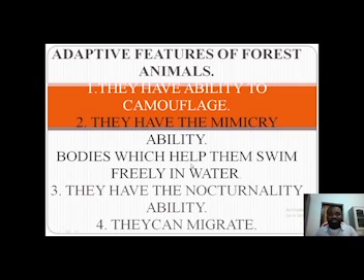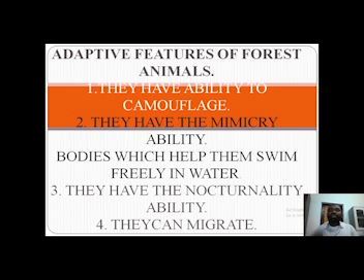Okay, I think this is a mistake. Please don't put this down. Bodies which help them swim freely in water, no, it's not part of it, please. Please take note of it. I'm just saying this now. I think this is a mistake. So number 2 just ends at they have the mimicry ability. Please don't put down bodies which help them swim freely in water. I think that was for fish also. I don't know why it's reflecting here. So let's skip it and go to number 3.